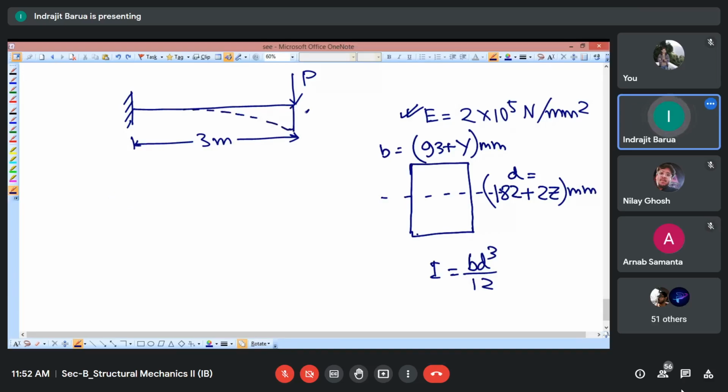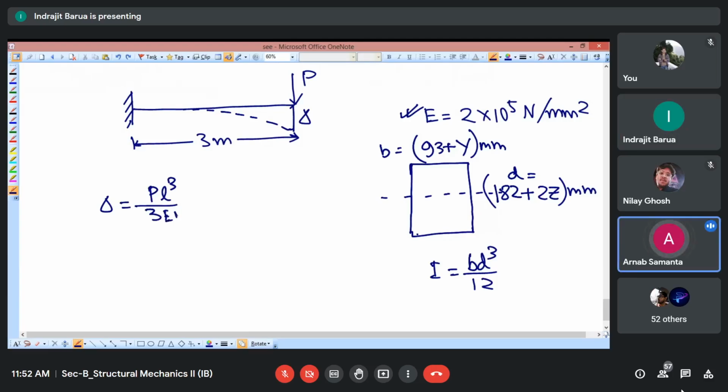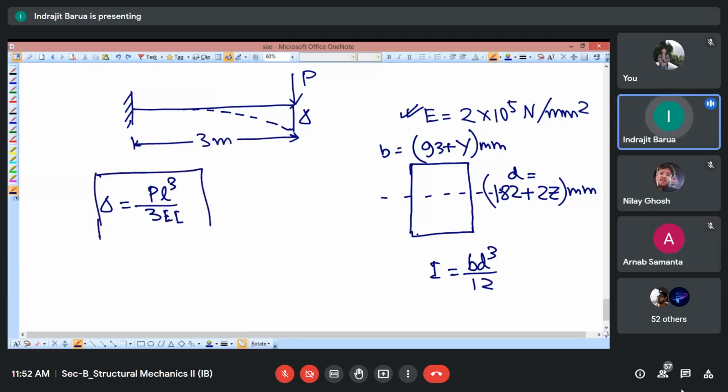And this is delta. What delta expression did we get? Sir, PL cube by 3EI. Okay. So you just need to put the value and tell me the answer. Only P is not given. I am giving it right now. This is 7 plus x kilonewton.